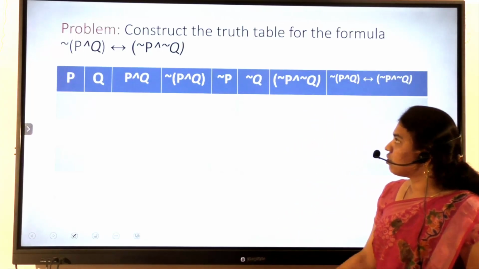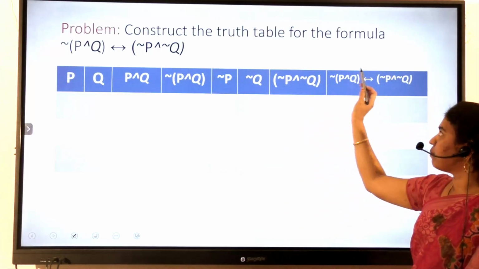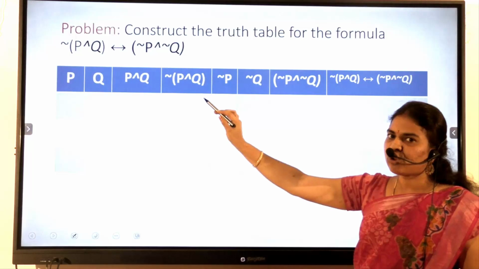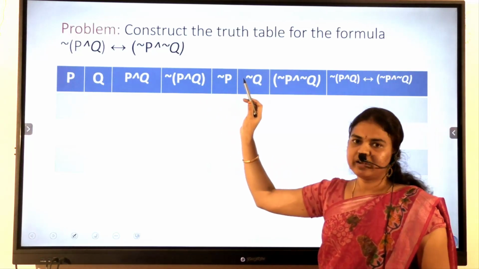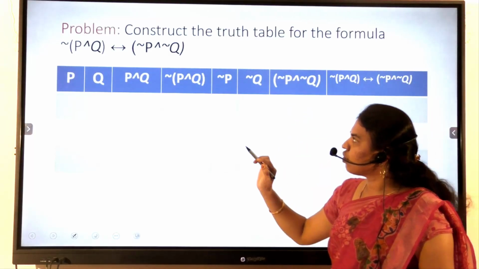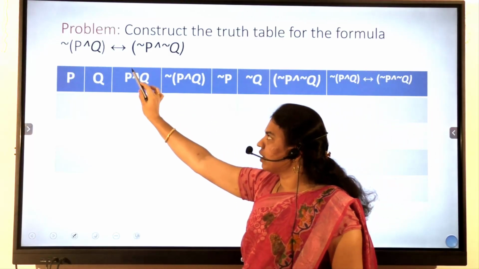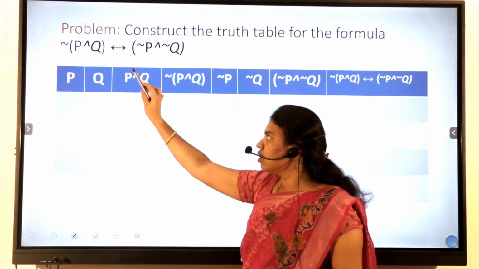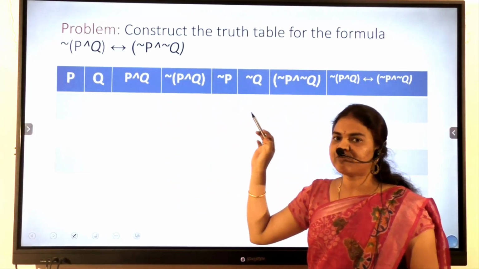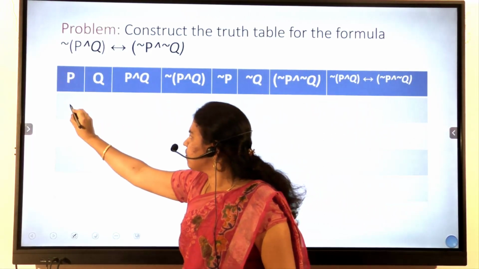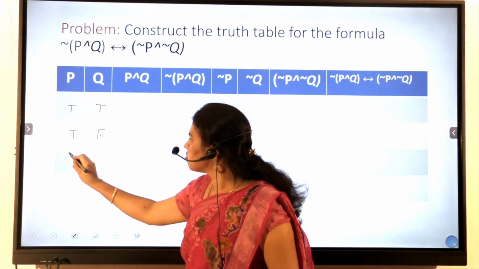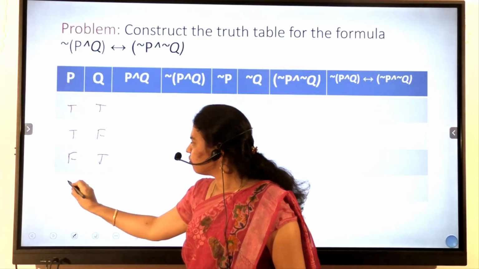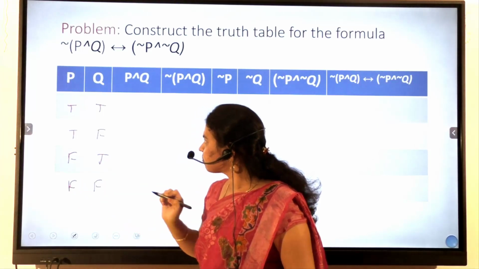Next problem: construct the truth table for the formula negation of (P and Q) if and only if negation P and negation Q. Here two statements are given, that is P and Q. For the two statements we have the four combinations: true true, true false, false true, false false.